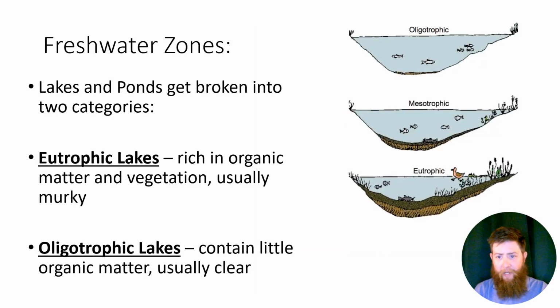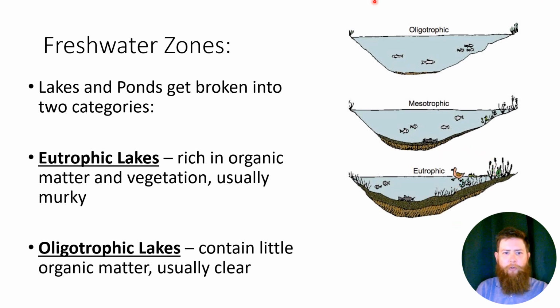When we talk about lakes and ponds, we break them down into two types. And there's an argument for a third. The first is eutrophic, which is rich in organic matter and vegetation, usually murky. So you see that this one has a lot of growth happening here, both bacterial and algal on the bottom. This supports a lot of different life forms.